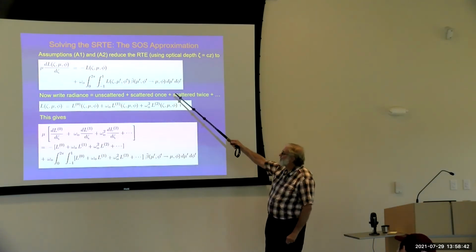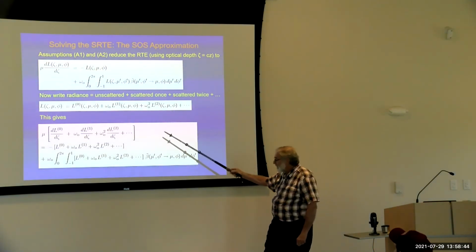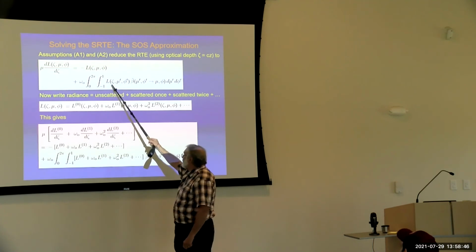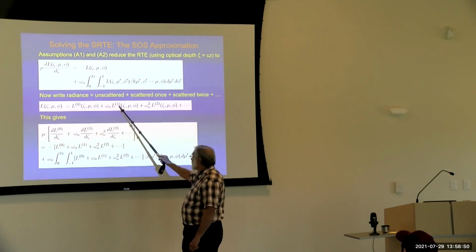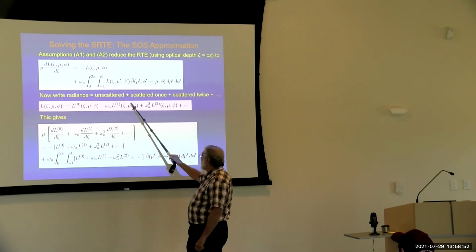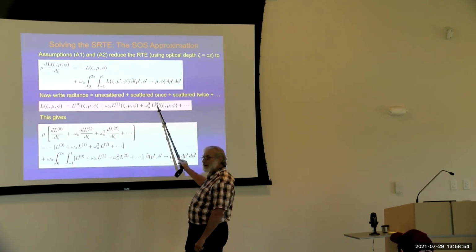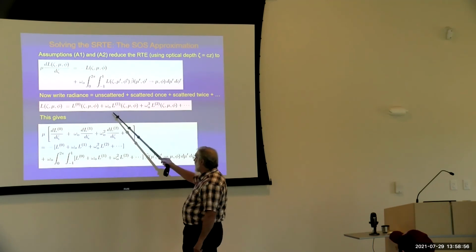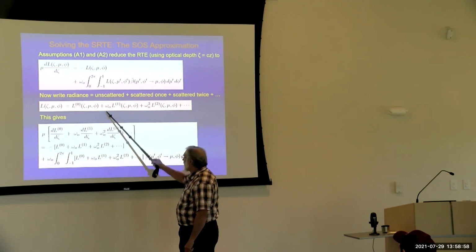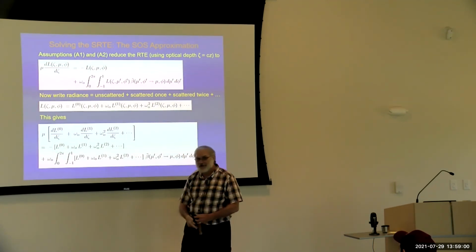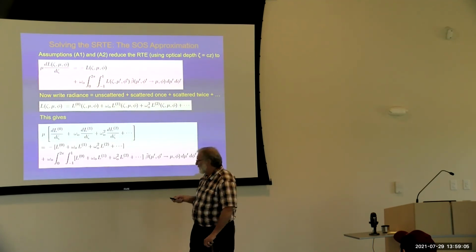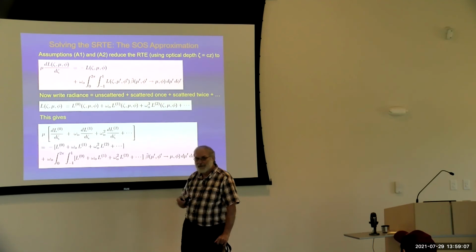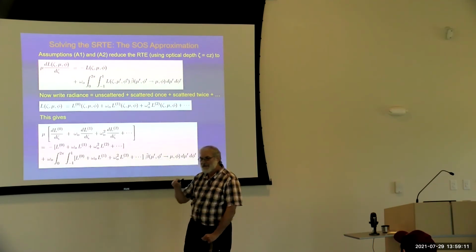So you have an equation like this, and then they say, let's write the radiance as unscattered radiance plus radiance that's been scattered once, plus light that's been scattered twice, and so on. And this omega naught is a measure of how strongly the light is scattered. Sometimes it's called the probability of photon survival. So it's B over C.